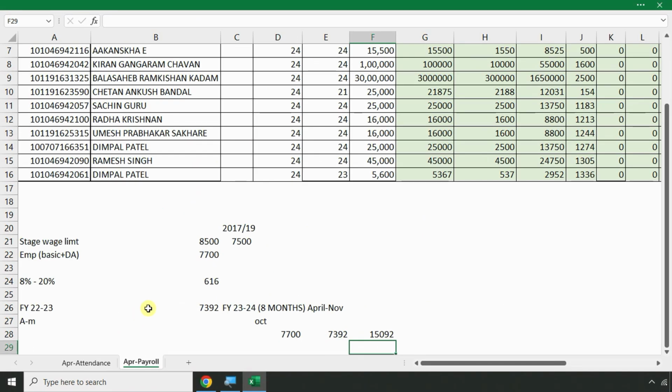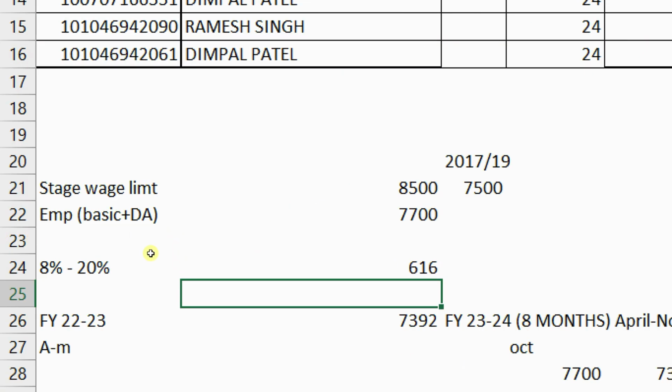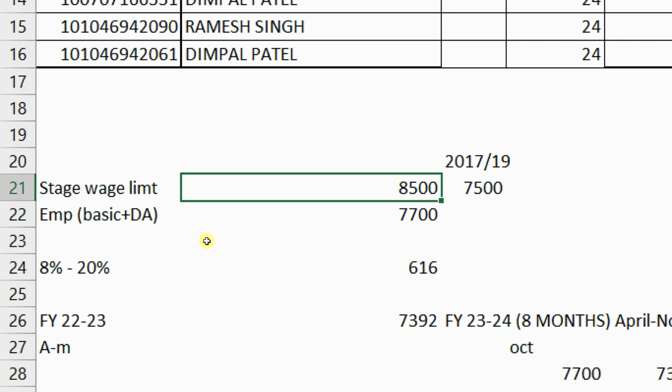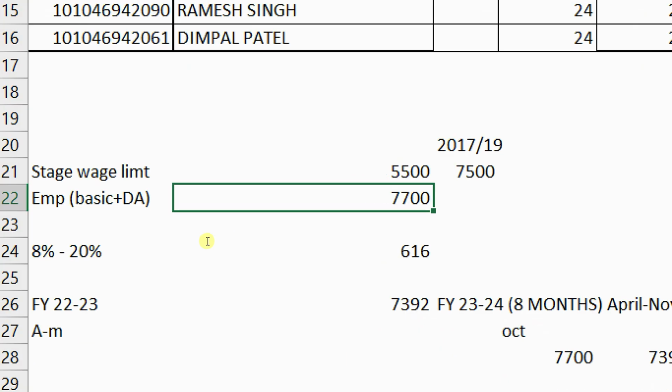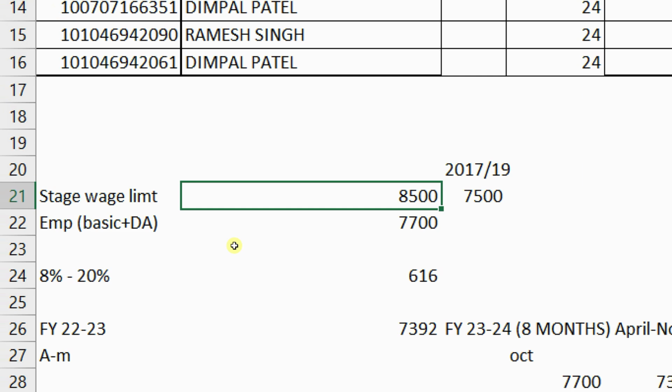Understood? I will tell you one more example. Let's say another state. Consider Bihar, just for example. 5,500 is the Bihar state wage limit. Each and every state has its own state wage limit, meaning the minimum amount for their employees. Look, what is the countrywide wage limit? 7,500. Wait a minute, I will tell you one more story.